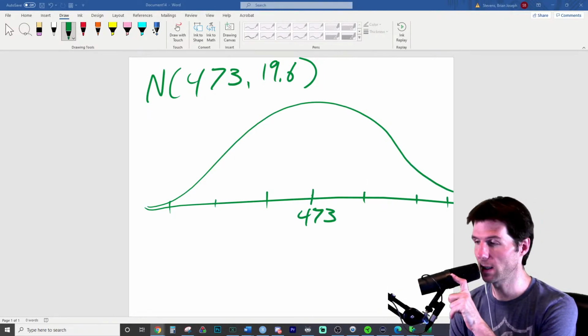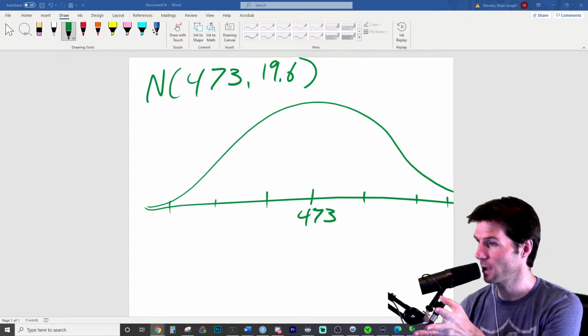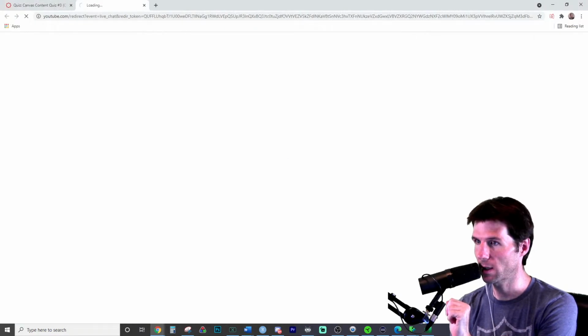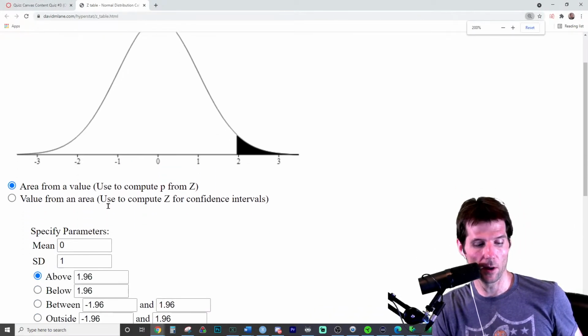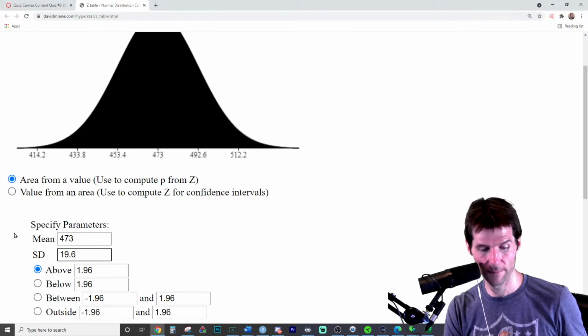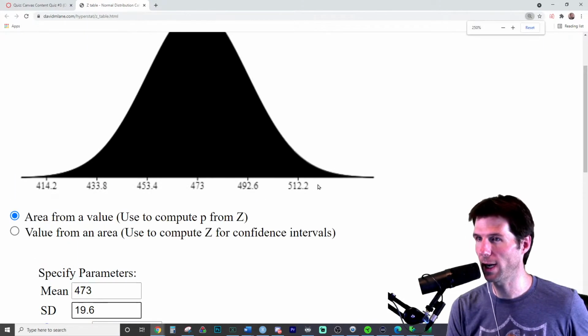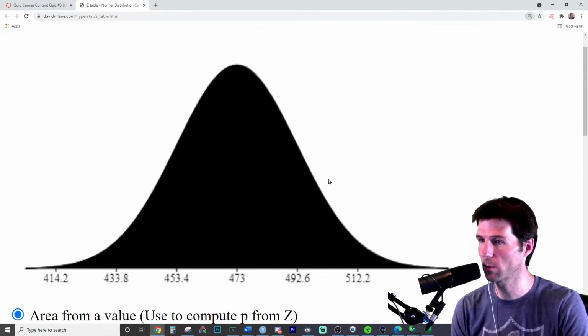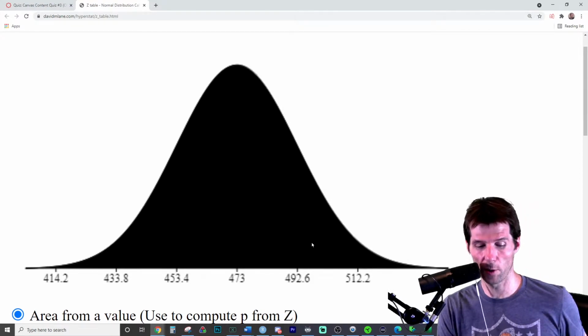You're just going to go up here 19.6 each time. David M. Lane's applet is going to really help us out. We use this for a lot of the assignments. And here we can put in 473 and 19.6. And there you go, there's the drawing. I hate that it doesn't do the third standard deviation sometimes, but here is our curve.